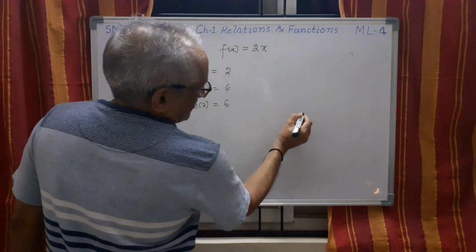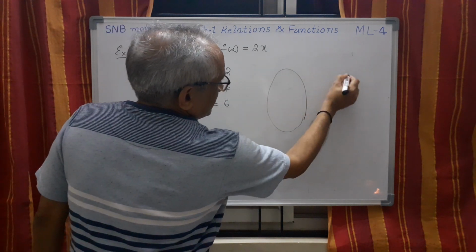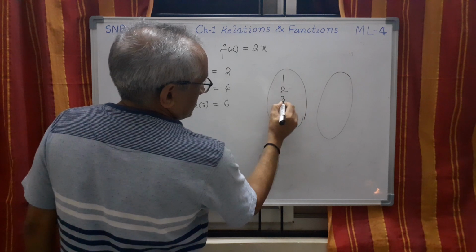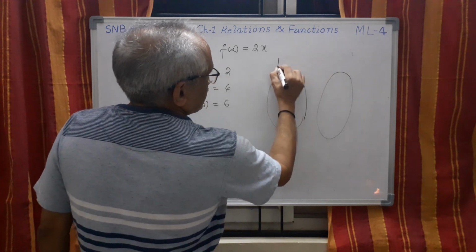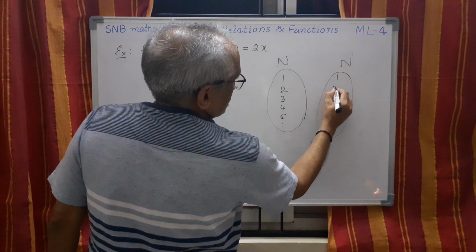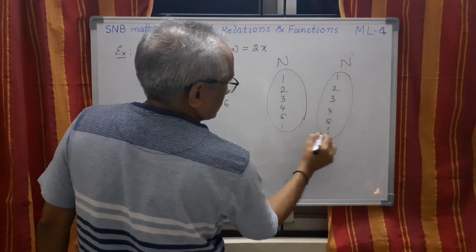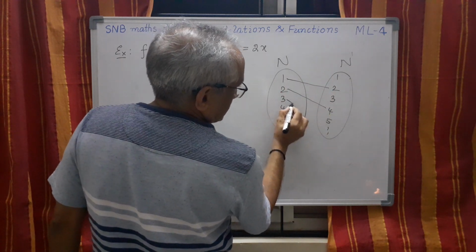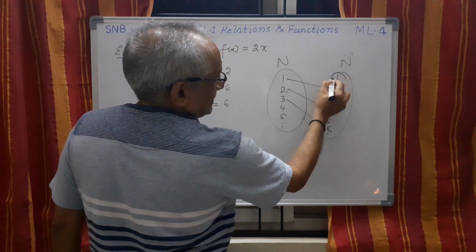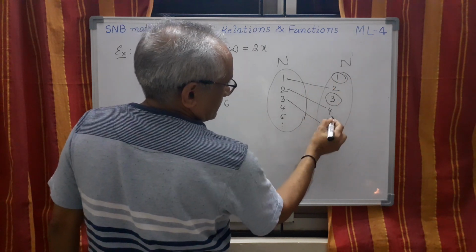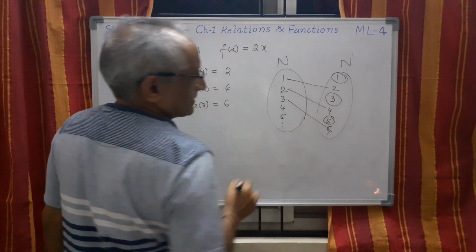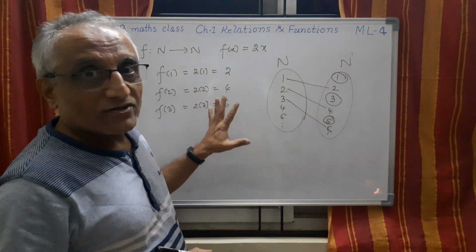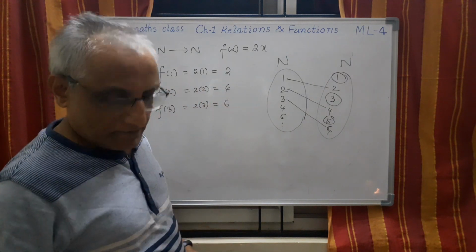That means, if you use the diagram, normally in the beginning, it is better you use a diagram so that it is more convenient. 1, 2, 3, 4, 5, etc. here. This is N. Here also 1, 2, 3, 4, 5, etc. Then you see 1 is going to 2, 2 is going to 4, 3 is going to 6 here. That means you see 1 is left out, 3 is left out, then 5 is left out, like that. So all the odd integers here, they are not the images. Therefore it is not onto.